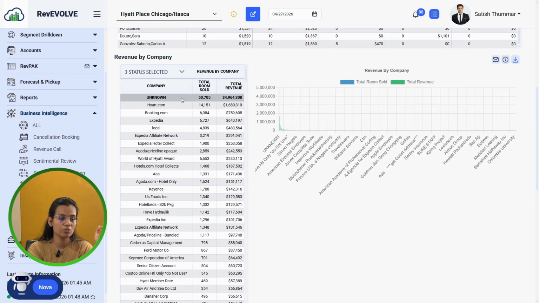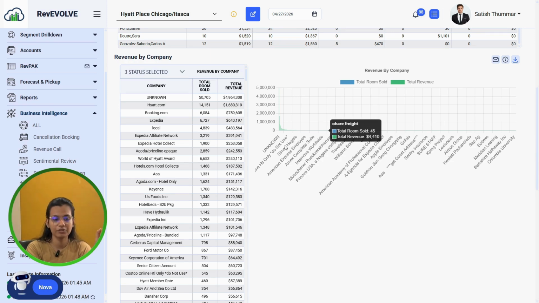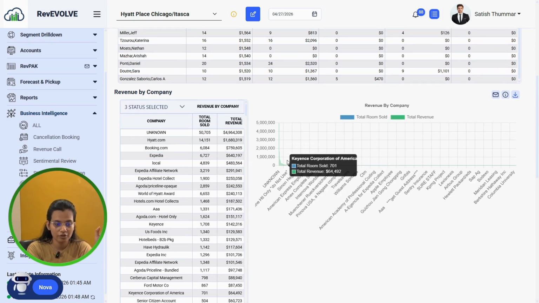Then we have revenue by company. Here we have all the companies, and from those companies, how many rooms were sold and what total revenue we have. So for that we have this part. Then we have revenue by company here, where you can see the graph. Here it is a small graph with all the companies. We can see how the graph spikes are happening.